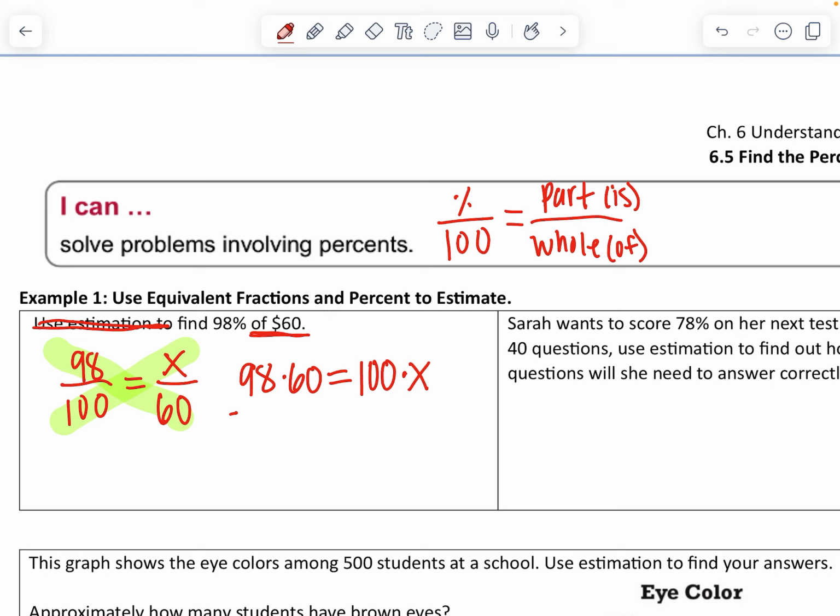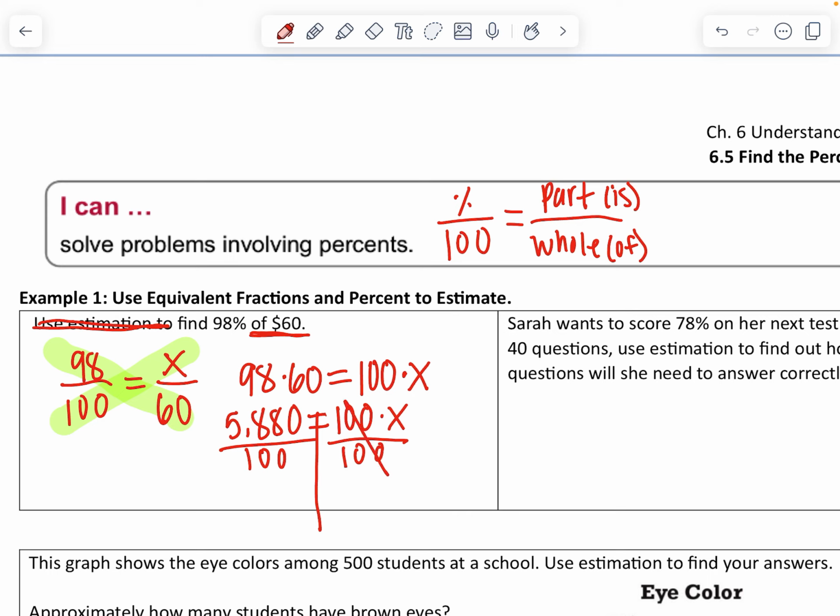And I would get 5,880 equals 100 times X. Hopefully you remember how to solve equations. So you're going to draw your line down the equal sign, and you have to ask yourself, what is happening to the variable? Well, the variable is being multiplied by 100, so I have to divide by 100 on both sides. Remember, you always do the opposite.